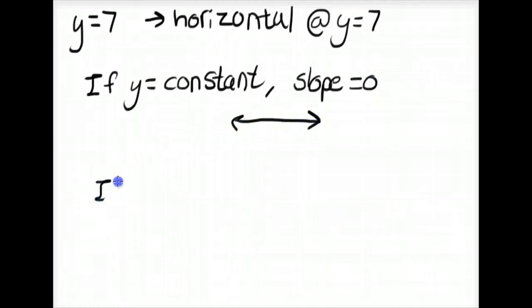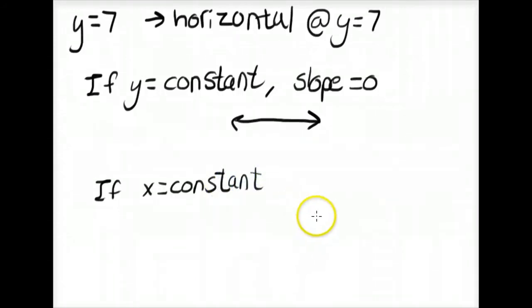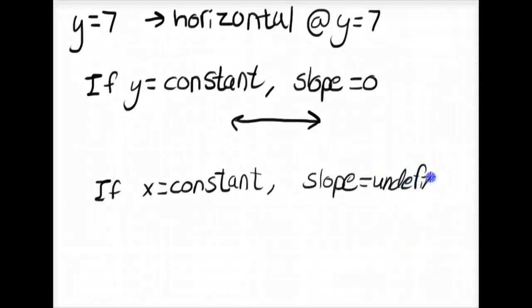And if x equals a constant, as we saw in the previous problem, then it's going to be a vertical straight line. And there's going to be no slope for this. The slope is going to be undefined. And it is going to be a vertical line at that x constant.